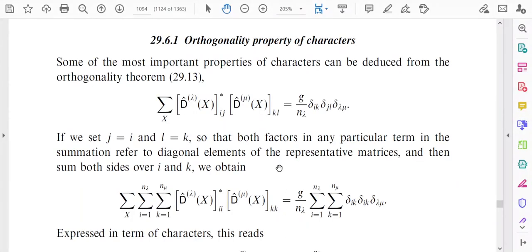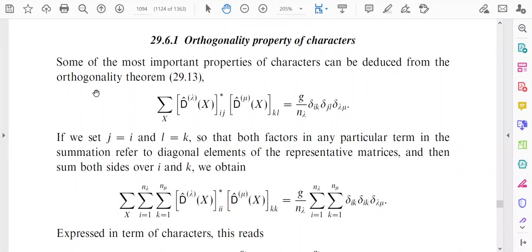Welcome all. In this lecture, I will discuss the orthogonality property of characters. In the earlier lecture, we have already discussed the characters of the representation, and in this particular lecture, the orthogonality properties of the characters will be discussed. The content is from the textbook Mathematical Methods for Physics and Engineering by Riley, Hobson and Bence.